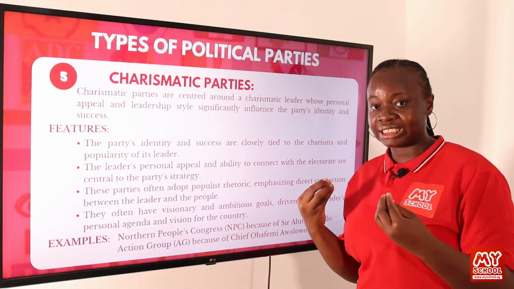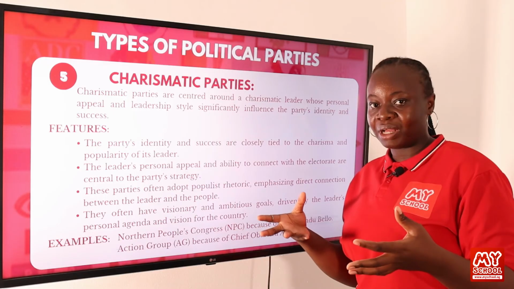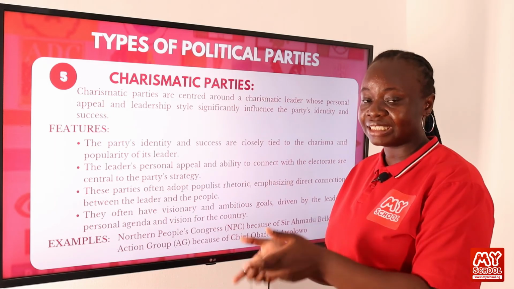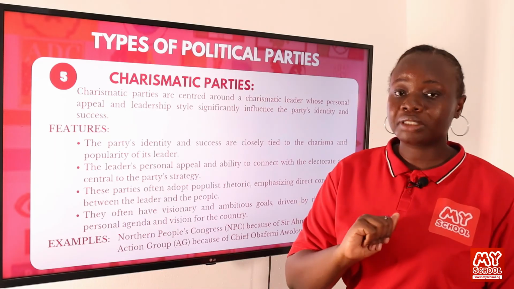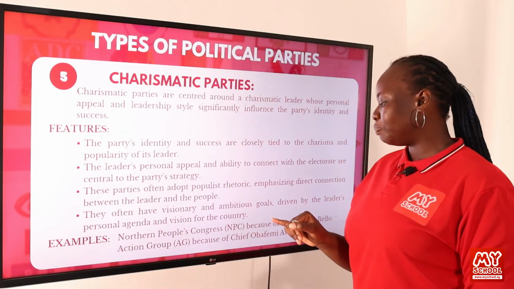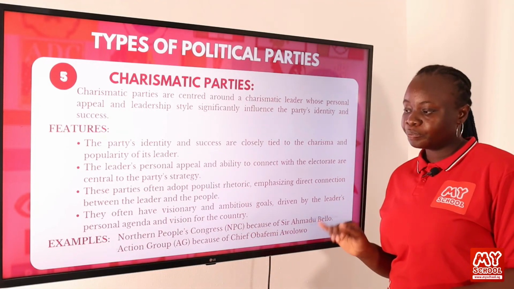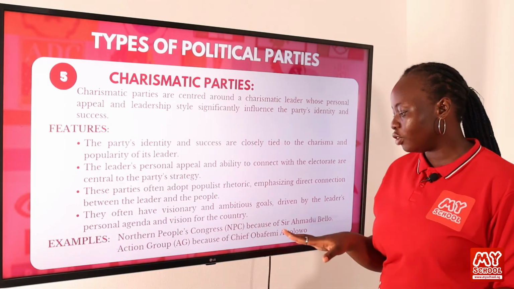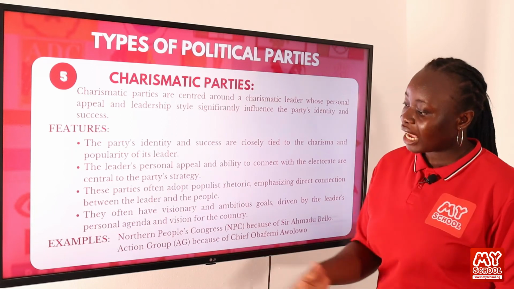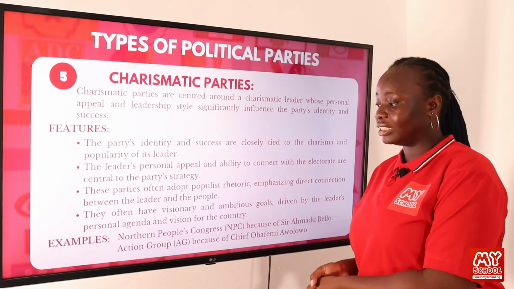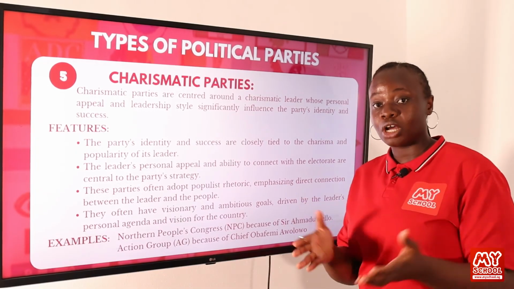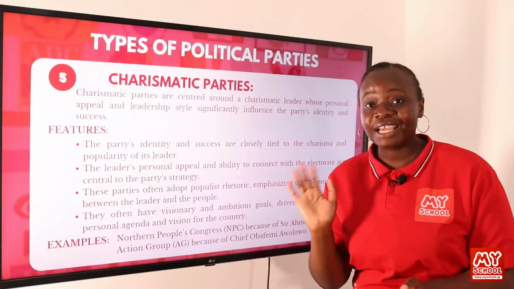So it is the vision of the leader that is the manifesto for that party. It is the goal of the leader that is going to be implemented as policies when that leader gets into power. Examples of charismatic parties here in Nigeria are the Northern People's Congress, NPC, because of Sir Ahmadu Bello, and the Action Group, AG, because of Chief Obafemi Awolowo. So these parties were there in the First Republic of Nigeria. And a more modern example is the Labour Party, which as a result of Peter Obi is beginning to gain national popularity. So we've come to the end of this segment.